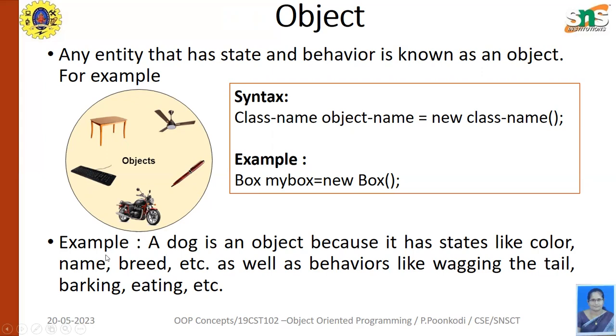Likewise, you can consider the example of a dog. The dog is the object, and it has attributes like color, name, breed, etc. And the behaviors will be some of these: eating, sleeping, walking. These things will be the behavior of our dog.